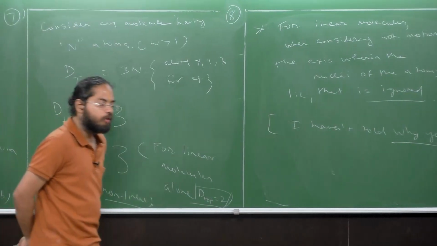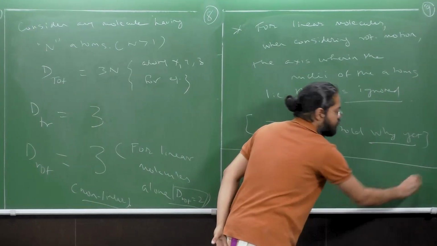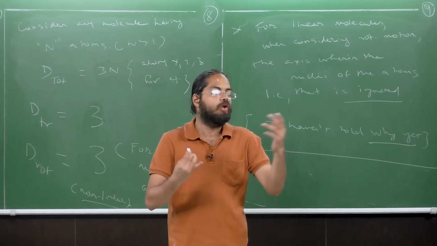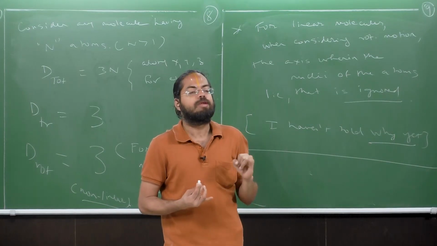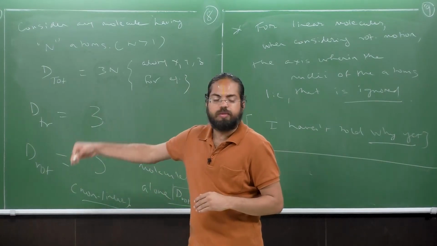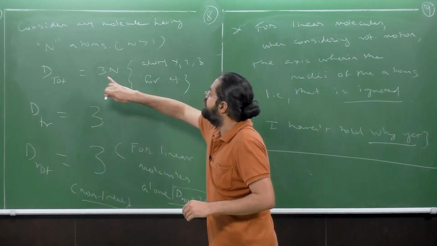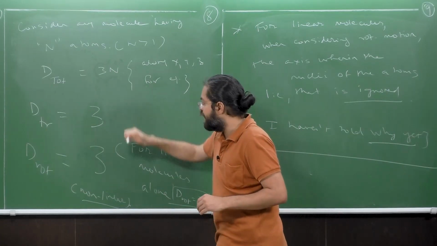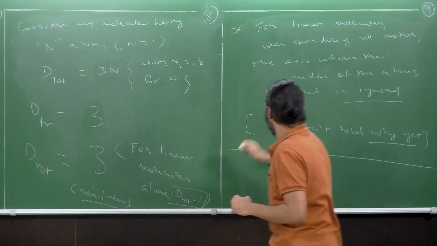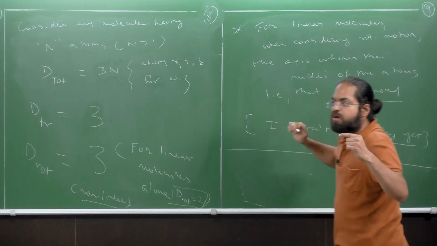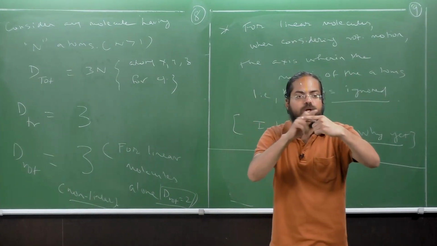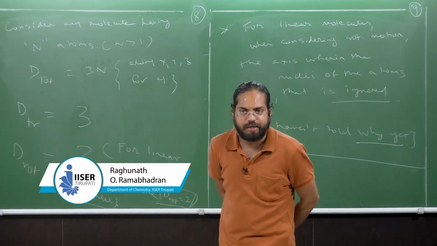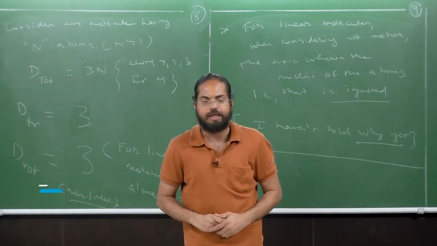Are we clear? So in this class, we looked at the various possible types of motion that any molecule can undergo, and we started our discussion of the concept of degrees of freedom. We discussed the total degrees of freedom, which has an n dependence, and we discussed the translational degrees of freedom and the rotational degrees of freedom. And I told you that for linear molecules alone, rotation about the axis wherein the nuclei of the atoms lie has to be ignored. So we end this lecture on this note, and we shall continue with the next lecture. Thank you so much.